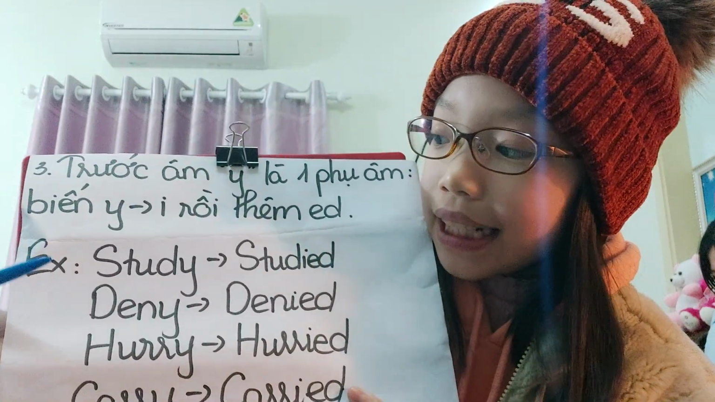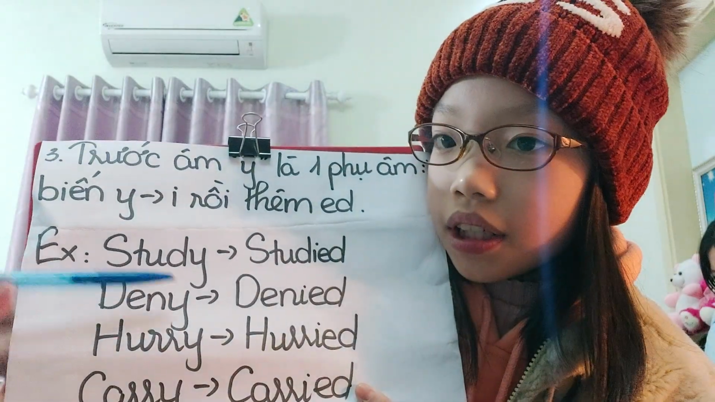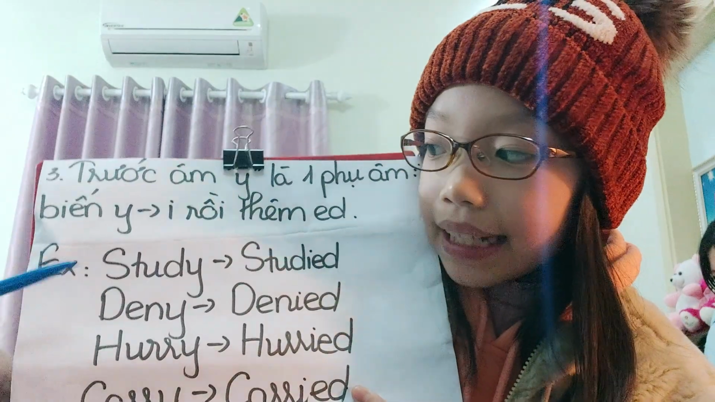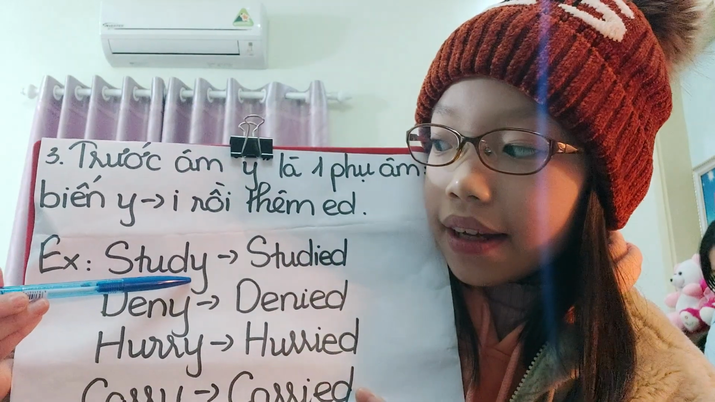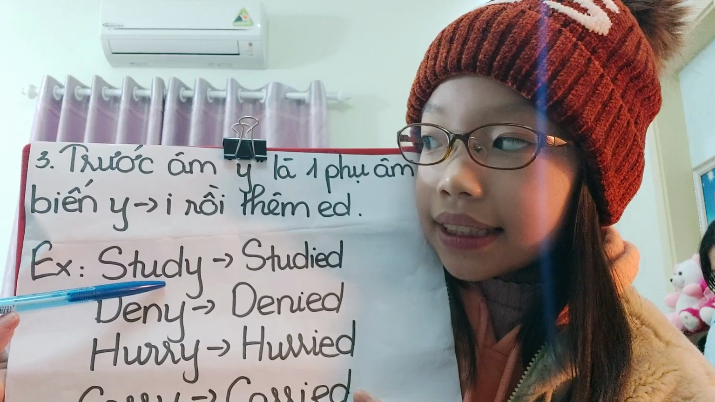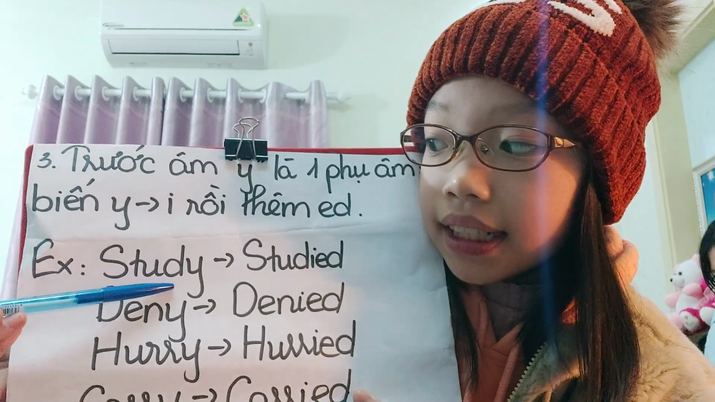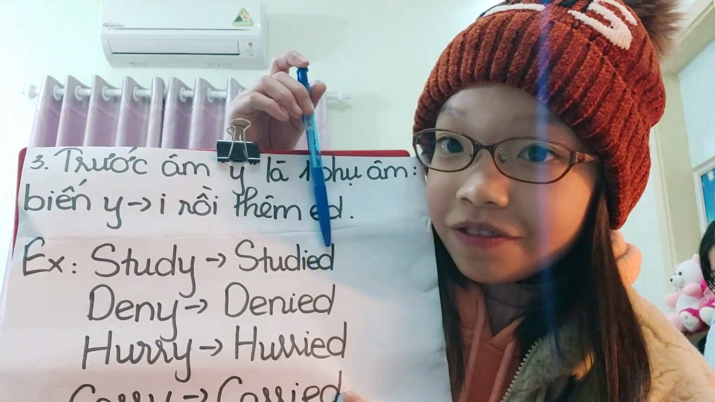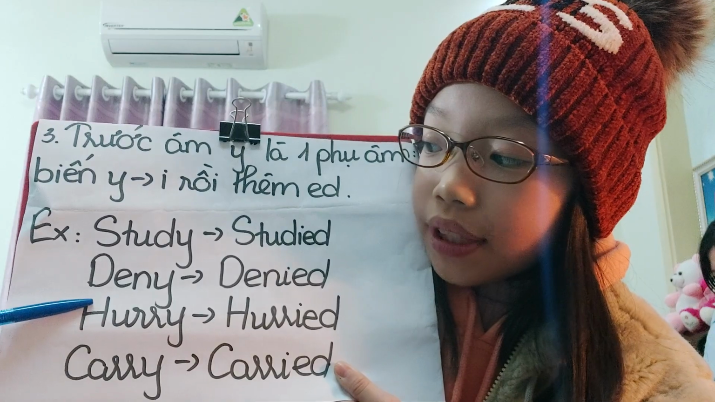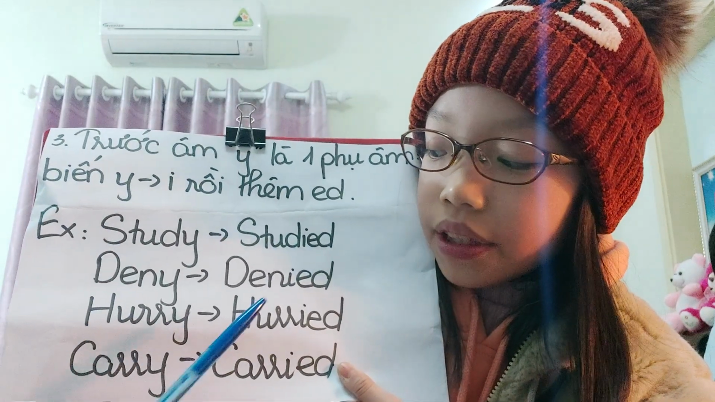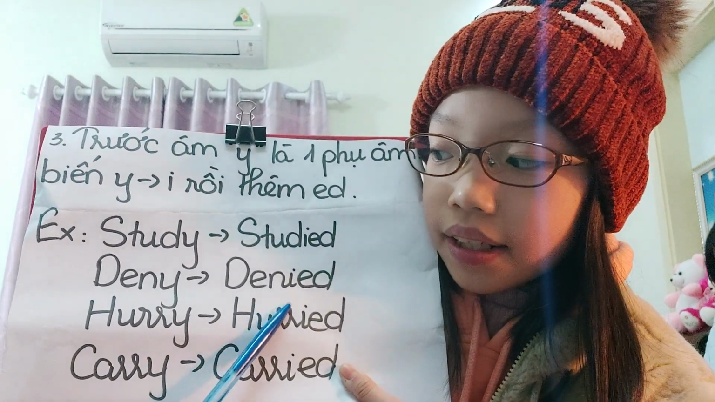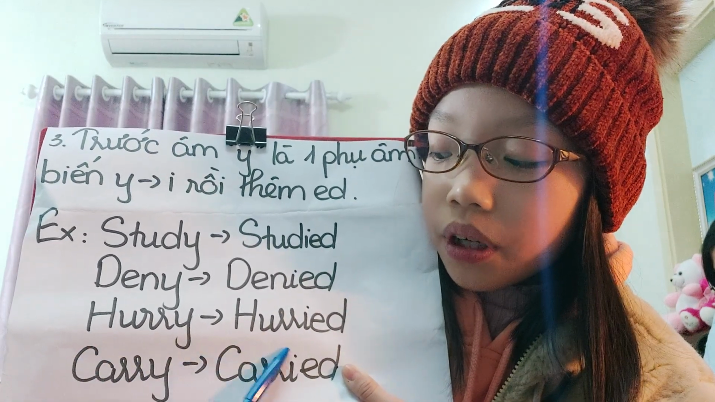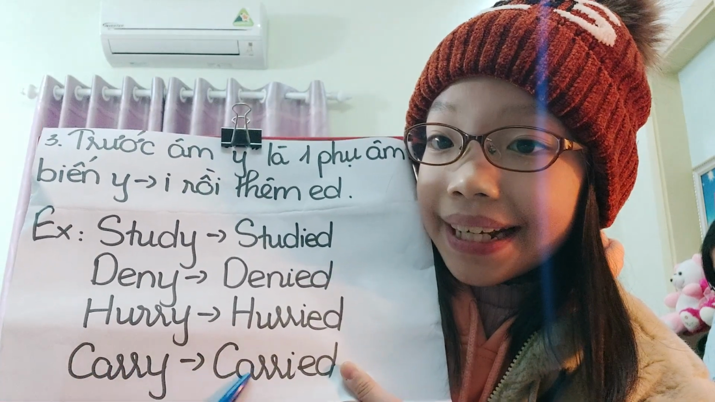For example, the word study turns into studied. You can see that the last letter is Y, and in front of that is a consonant, which is D. So you just need to turn Y into I and then add ed. We have the word deny, denied, hurry, hurried, carry, carried. So we finished all of the rules for adding ed.